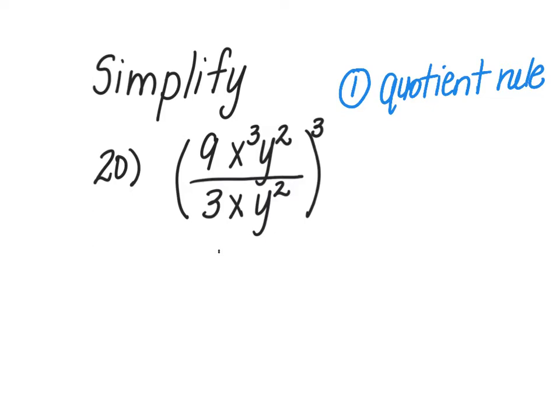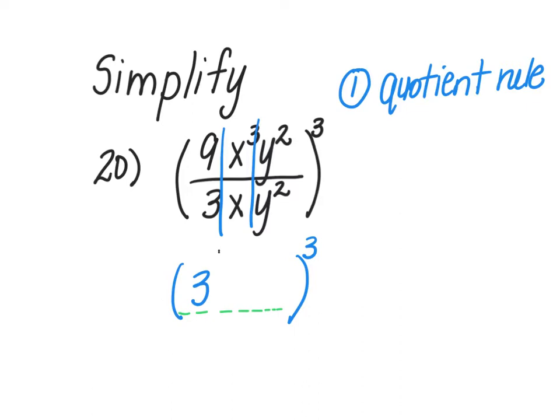So in this expression, I have coefficients, I have bases of x and y. So when I clean it up, it'll be clean on the inside, but I'll still have that power of 3 on the outside. So starting with the coefficients, 9 divided by 3, that's 3. And it's a whole number 3, so I'm going to keep it on top. Remember, there's an understood denominator of 1 under these numbers.